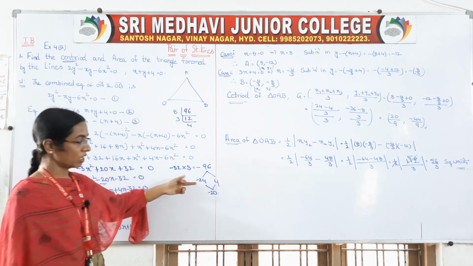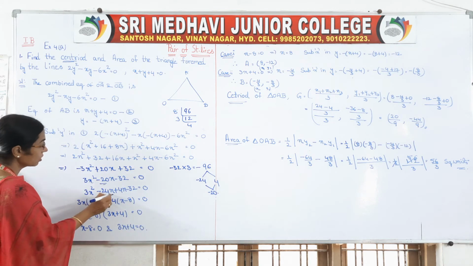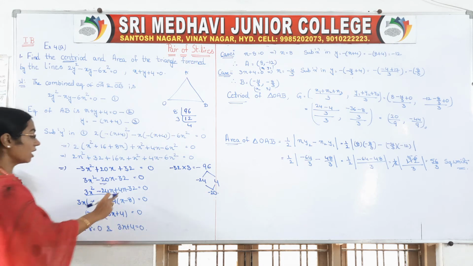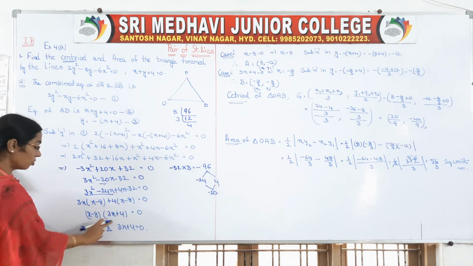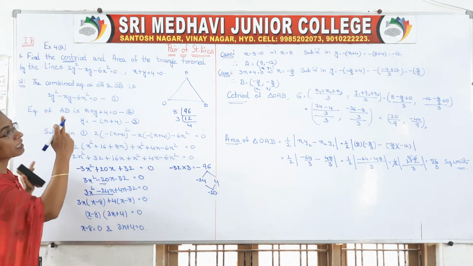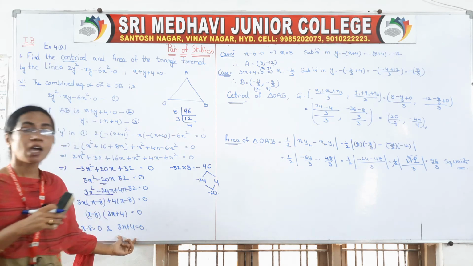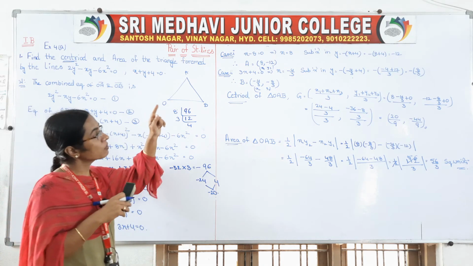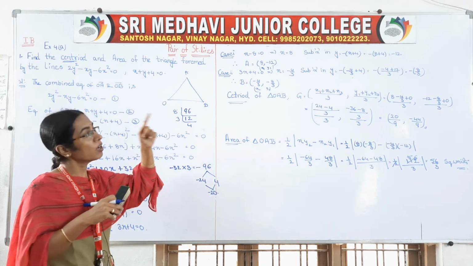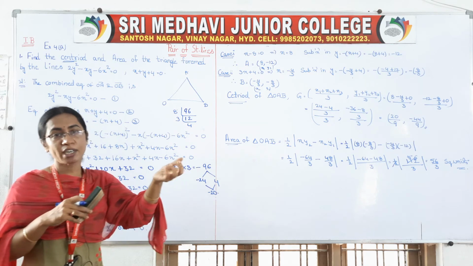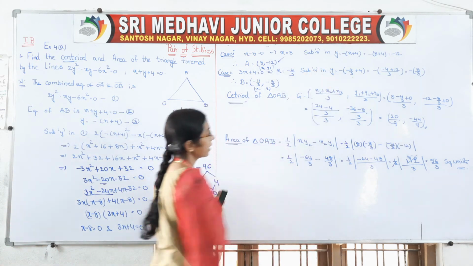Factors are minus 24 and 4. Next, from these two you can take 3x common, and from this you can take 4 common. So we got two cases: x minus 8 is equal to 0 is one case, and 3x plus 4 is equal to 0 is another case. With the first case we got x is equal to 8. Substitute this x in the y value, and you will get the x coordinate as well as the y coordinate. So one point we got, that is A.